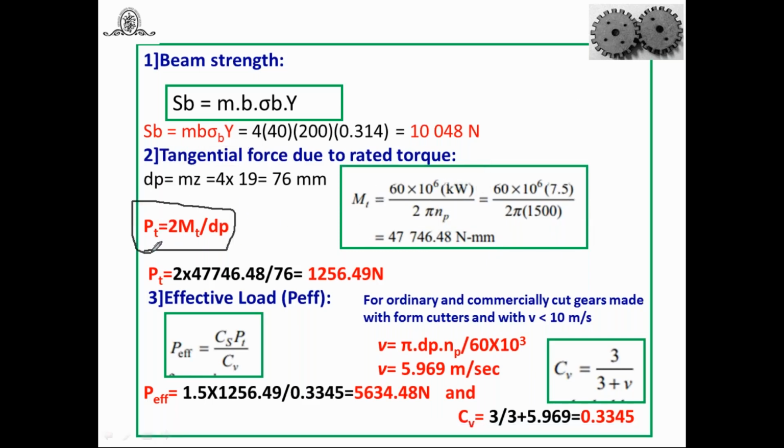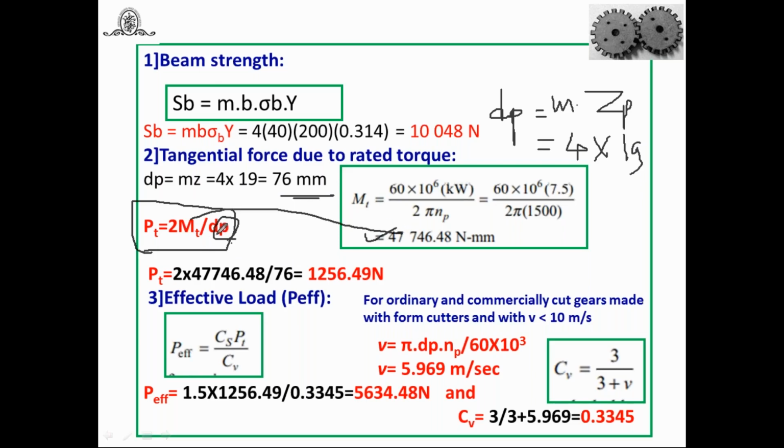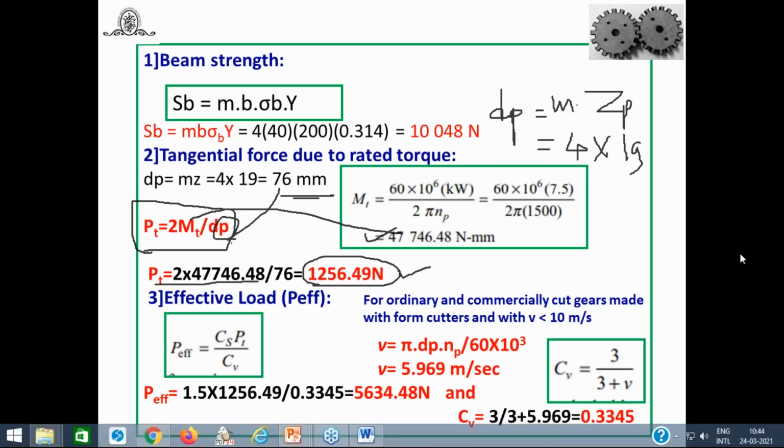Once you have the torque transmitted, how to calculate PT? You know very well, tangential force is 2MT upon dP. We have MT. What is dP? dP is the PCD of the pinion. dP is equal to, as you have studied in the previous term also, M into ZP. Module is given as 4. ZP means the number of teeth on the pinion, 19. 19 into 4, you will get 76 mm. So you can substitute here: MT means this value, dP means 76 mm, and you will get PT. PT is the tangential force or load due to rated torque, 1256.46. So you will get the tangential force here.